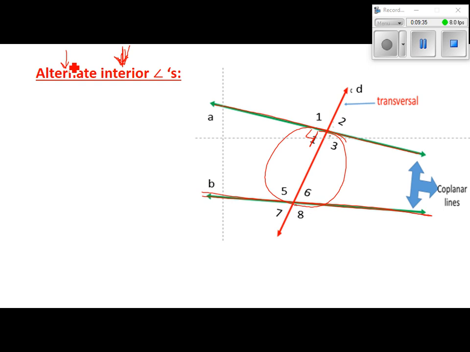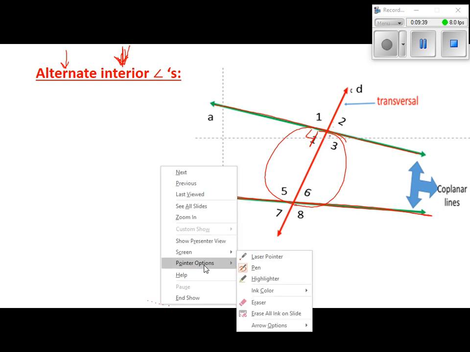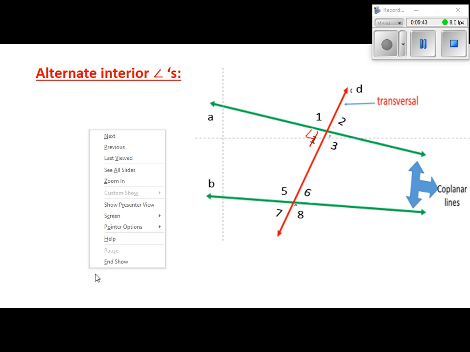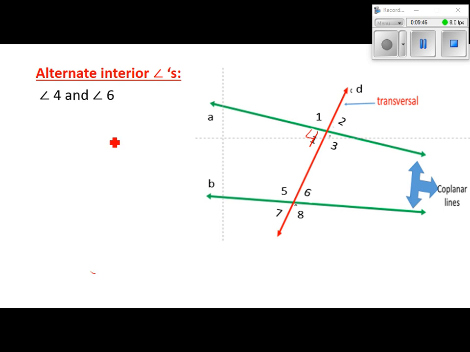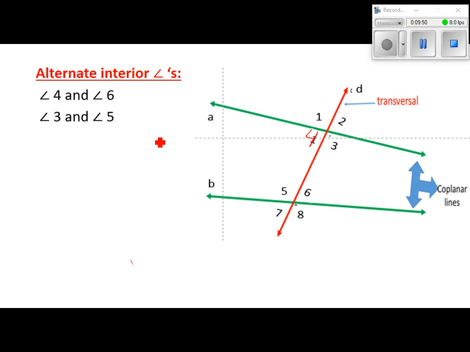So the alternate interior angles here, I'm going to erase all this. The alternate interior angles here are angle 4 and angle 6, and angle 3 and angle 5. Those are the pairs of alternate interior angles.